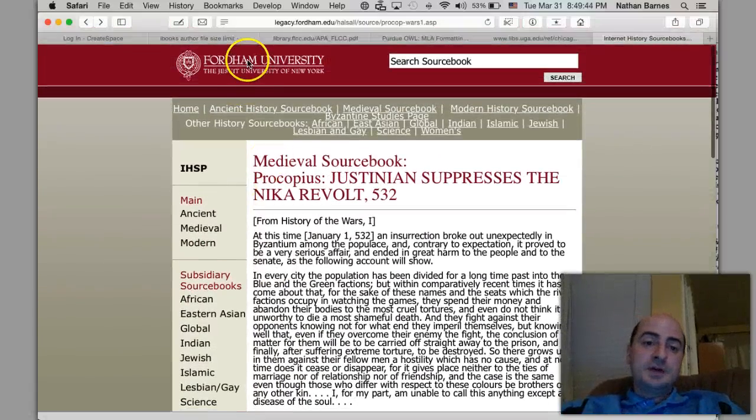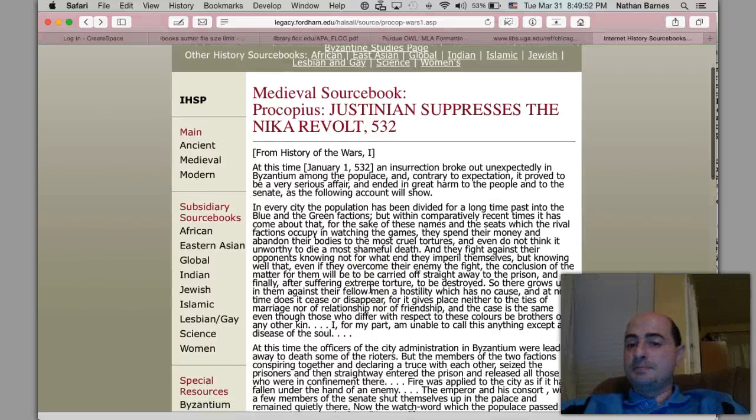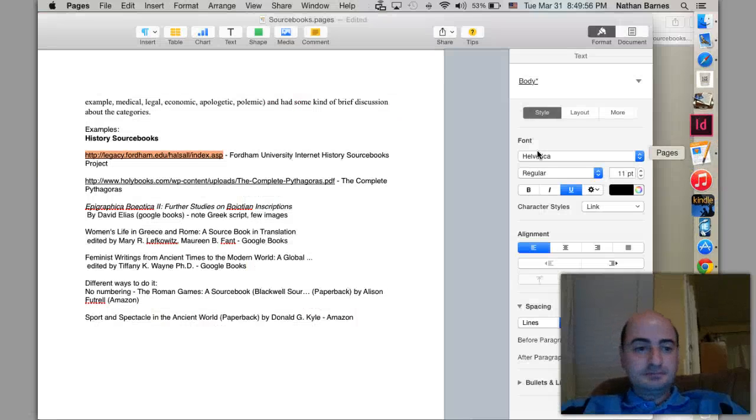Now, this entire Fordham University website is not cited the same way, but this is one of the popular ways to do a sourcebook. And we'll see that throughout our examples.